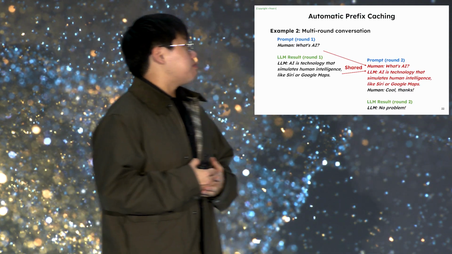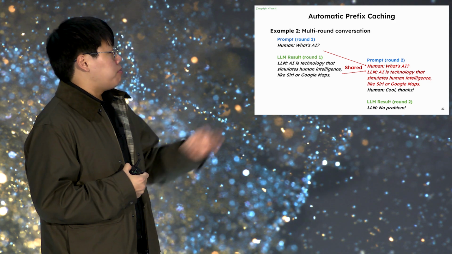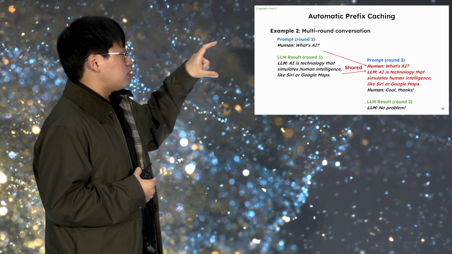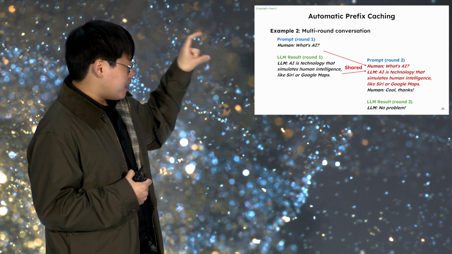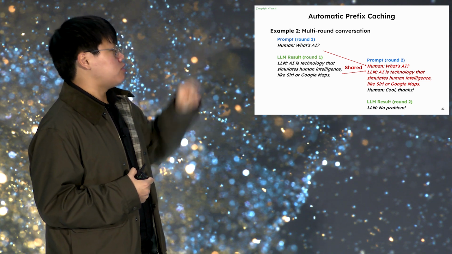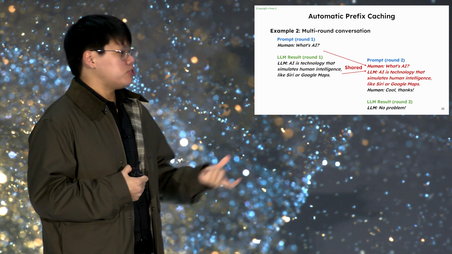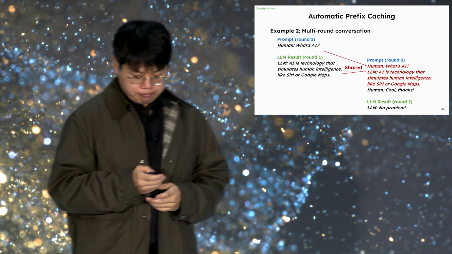Another example is multi-round conversation, where the content of the previous round becomes exactly the prefix of the next round. In this case, prefix caching can help reduce the first token latency a lot.